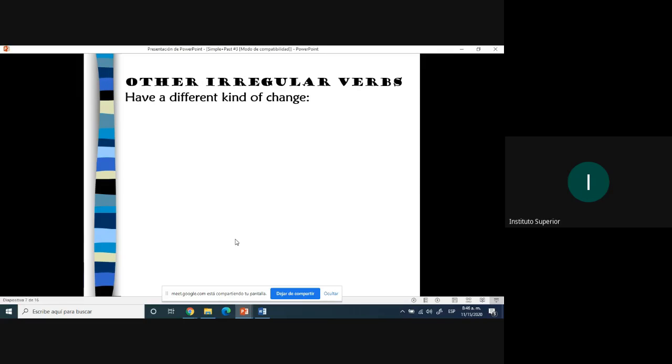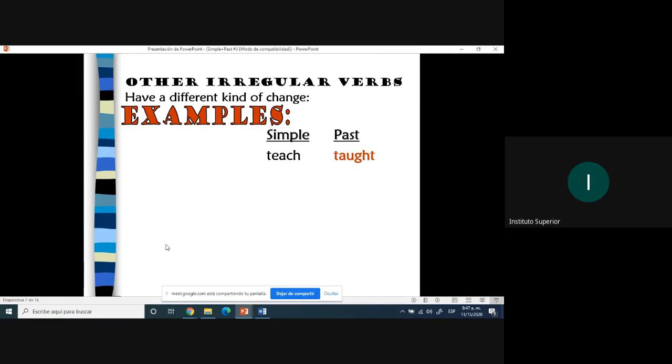Other irregular verbs have different kinds of change. We looked at the regular verbs that change just by adding the ed. We also looked at the irregular verbs that change just by changing the vowel. So now let's look at these different kinds of change in the irregular verbs. Let's look at the first one. It says teach, and then we got the other one, which is, someone help me out. What is the past of teach?